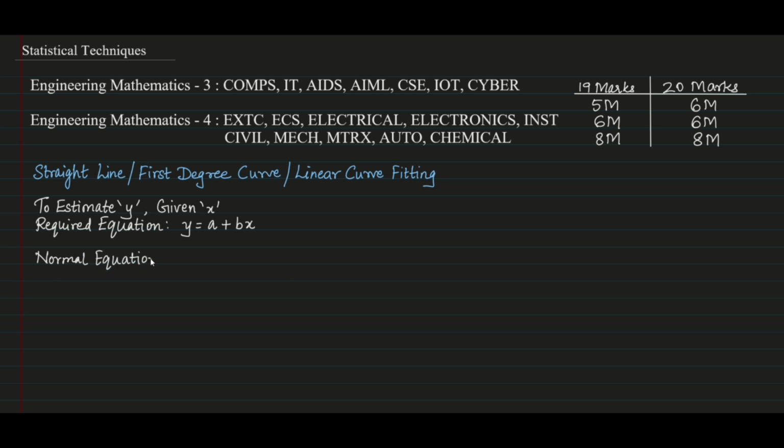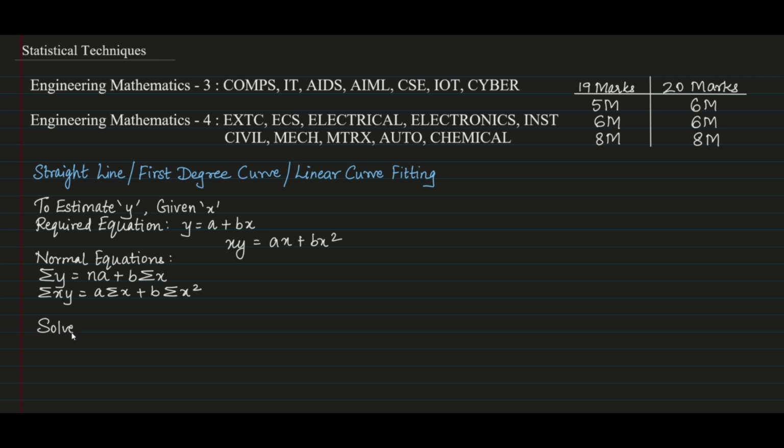Since there are two unknowns, we require two normal equations. The first normal equation is directly found by taking the summation of the required equation. So summation y, summation of a is n times a, then b times summation x. For the second normal equation, we multiply by the independent variable, and then take the summation of this. That will be summation of xy, a summation of x plus b summation of x square.